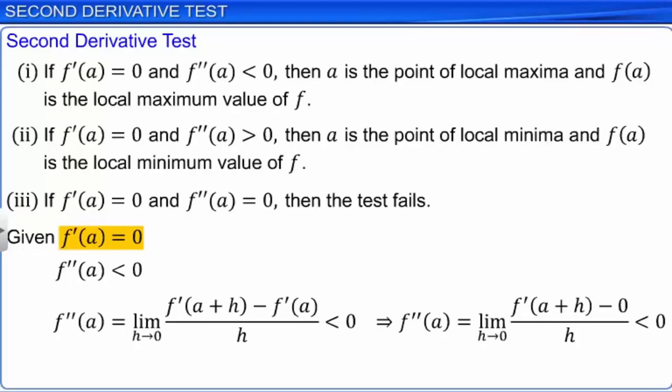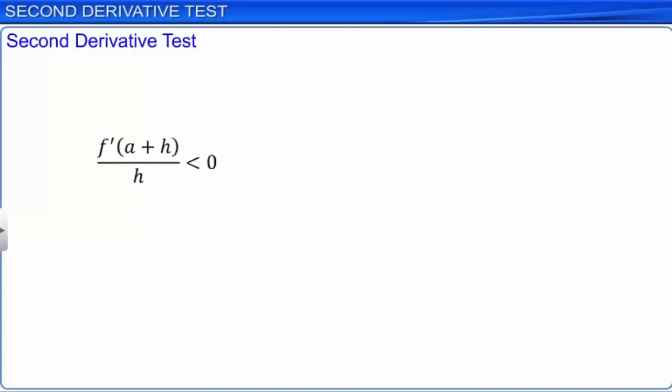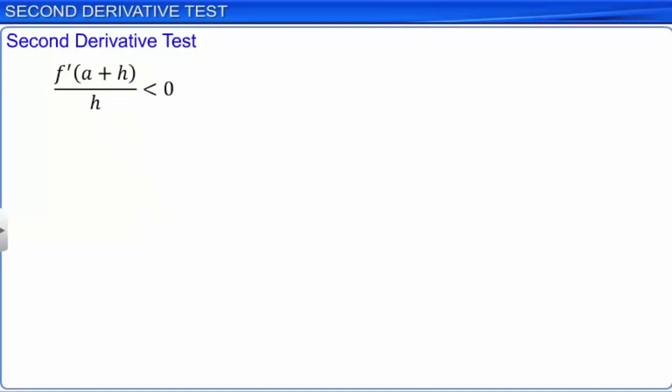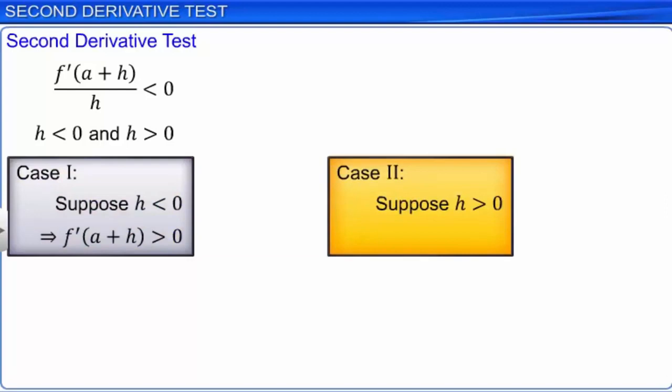For a sufficiently small h, the first derivative of f at a plus h will be less than 0. Now two cases arise. The value of h may be either negative or positive. Suppose the value of h is negative. Then the first derivative of f at the point a plus h should be positive. Suppose the value of h is positive. Then the first derivative of f at the point a plus h should be negative.